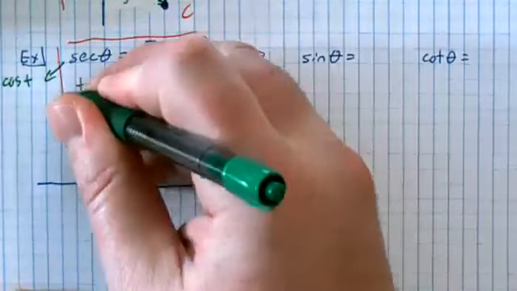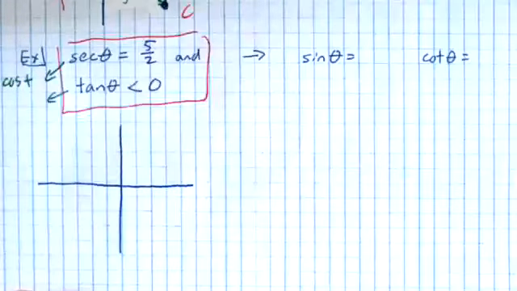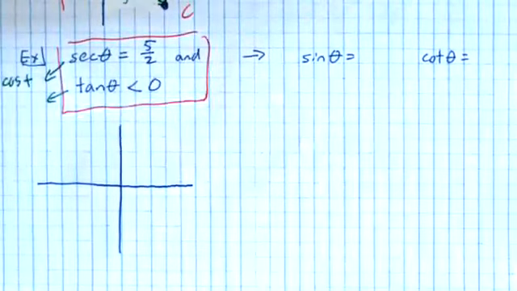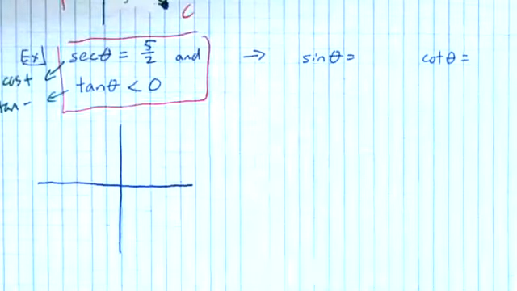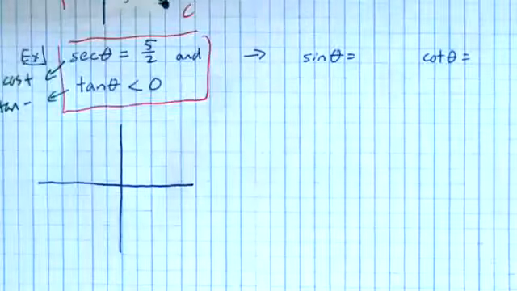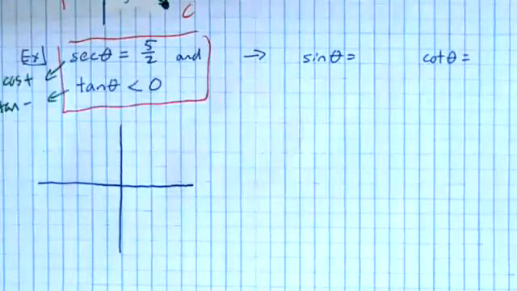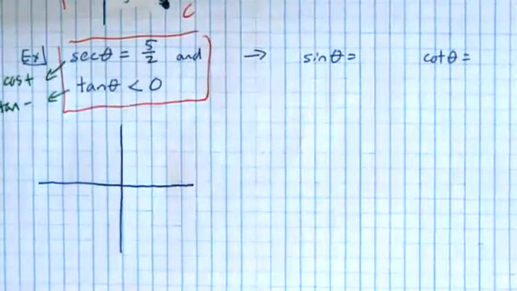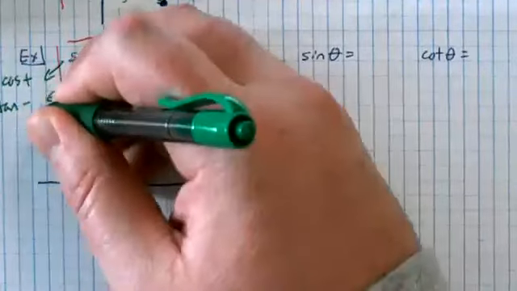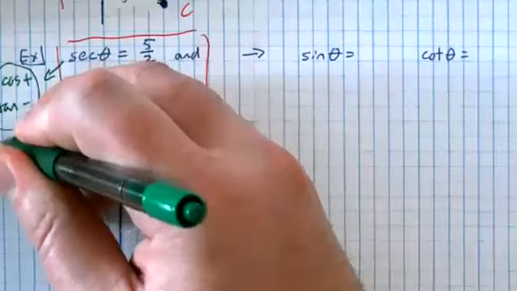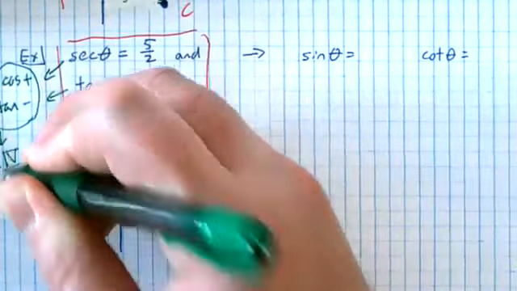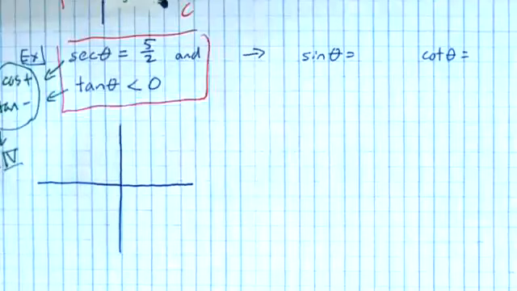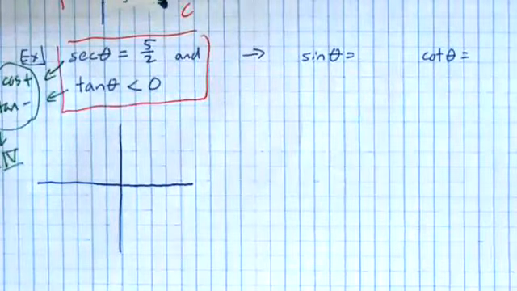And my second piece of information comes from this. What does this tell you about tangent? Is it positive or is it negative? Tangent is negative. So there's only one quadrant that has positive cosine and negative tangent, quadrant 4. So let's draw a reference triangle in quadrant 4. Do you guys see how we put those two pieces together to come up with the fact that this is going to be in quadrant 4? That's the only place where cosine is positive and tangent is negative.